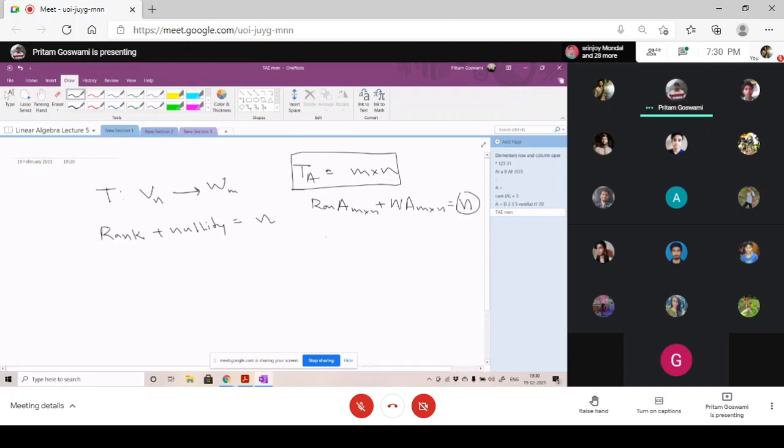So here in that case, 1 1 1 and 0 0 and all other elements are 0. Here N is 5 and rank is 3. So nullity is 2. N is 5, rank is 3. So rank plus nullity equals 5. So nullity is 2. Clear?